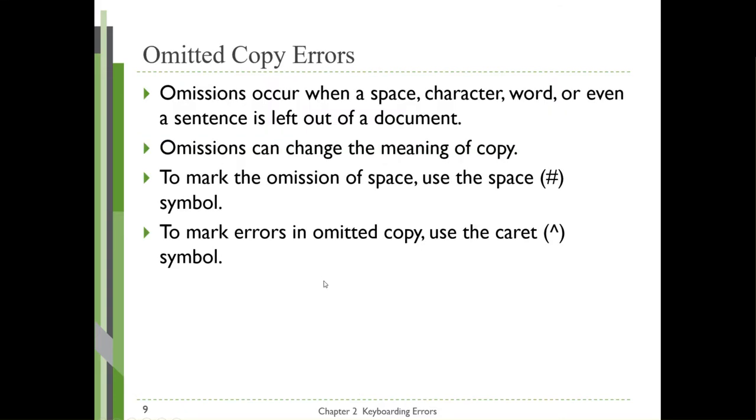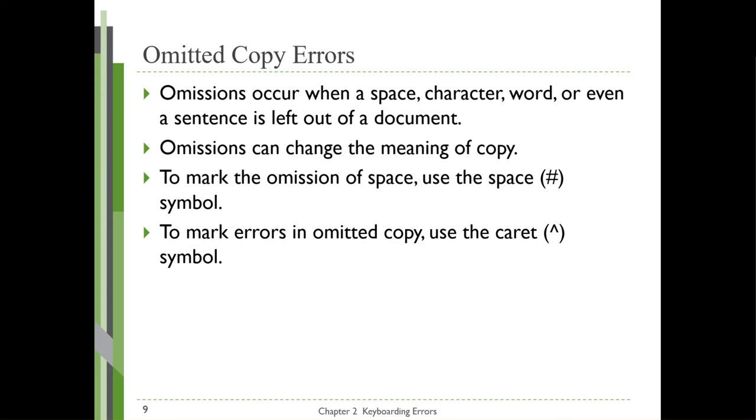Omissions. So that's where we leave something out. Omissions occur when a space, a character, a word, or even a sentence is left out of the document. An omission can actually just completely change the meaning of copy, and this happens all the time when we forget to put the word not in, N-O-T. If we don't say do not put words in my mouth, if we forget to put N-O-T or don't write it in there, then it looks like we said do put words in my mouth. That's a completely different meaning.